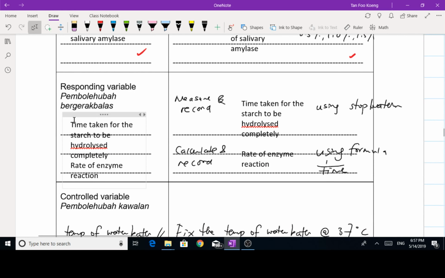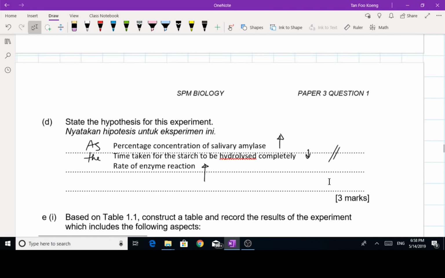And then let's say I choose to write the ORV as my responding variable. So what is my behavior? My behavior is measure and record the time taken for the starch to be completely hydrolyzed using stopwatch. Time is measured using stopwatch. If I choose to write RV here, then my behavior is calculate and record the rate of enzyme reaction using formula. Now, if you do not know the formula, then you should look at E1. Let me show you E1.